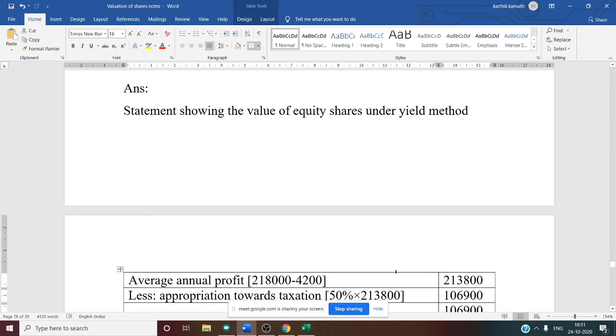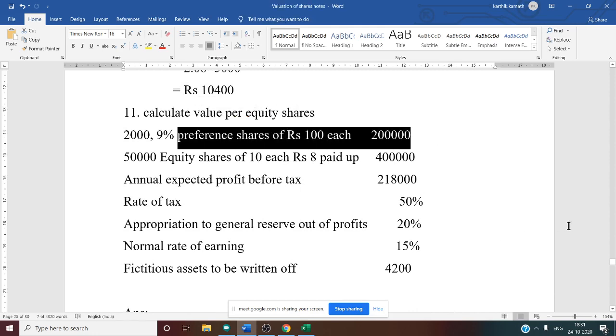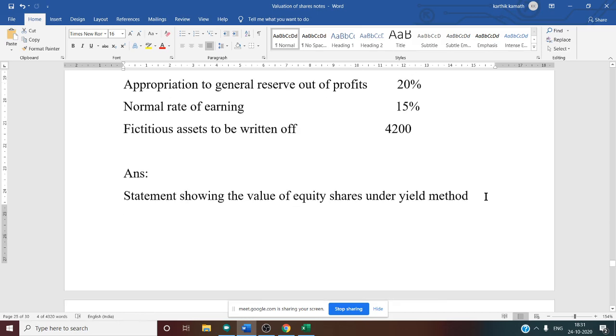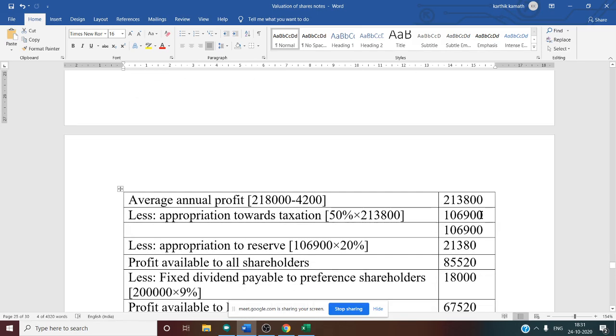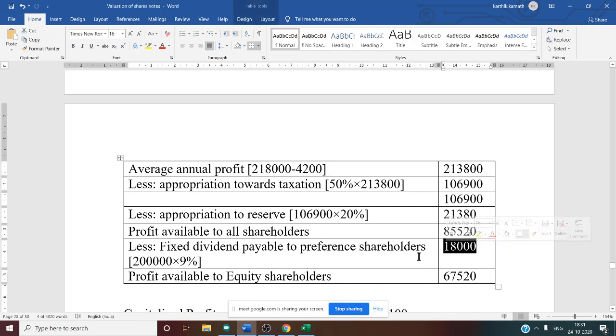In this problem, preference shareholder information is given, that is preference share capital is 2 lakh. The class of preference share is 9%. So specifically you can calculate the dividend here. 2 lakh into 9%, if you do, you will get the dividend amount for one particular year. So 2 lakh into 9% is 18,000, that is the fixed dividend payable to preference shareholders.